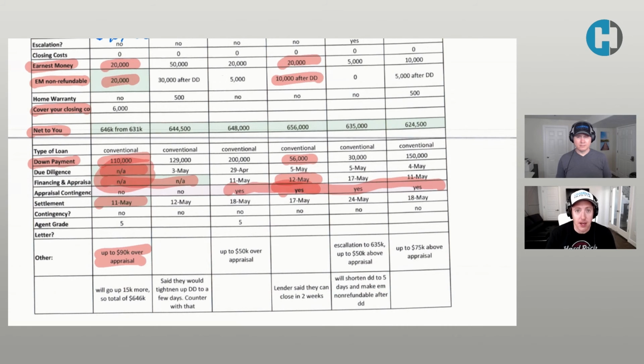Why? Because he had the fastest close, no contingencies, no issues, hard earnest money, nearly the highest net amount. I mean, the difference was negligible, $10,000 or so on the payout, which in the grand scheme of things, whatever. Let's just get it sold and get it done and move on to the next one. And that is why we went with that offer.